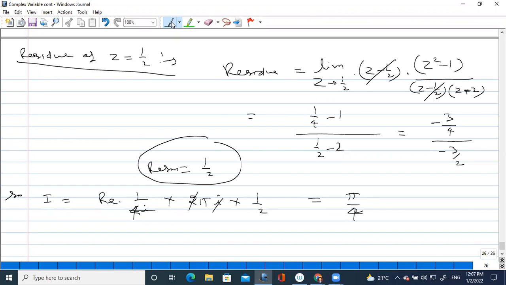Okay. And if this conversion was for sine theta, then we have to take the imaginary part. Our answer will be in imaginary. Out of that, you have to take only the imaginary coefficient. That will be the answer. Okay.